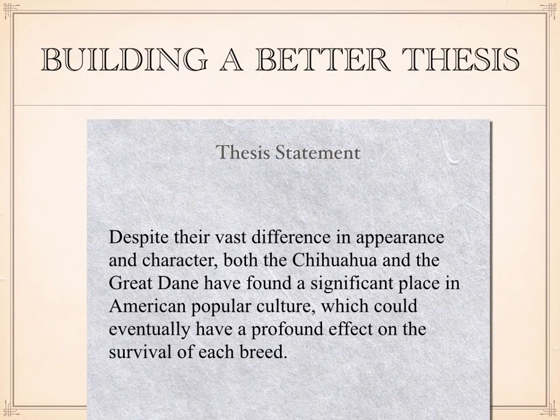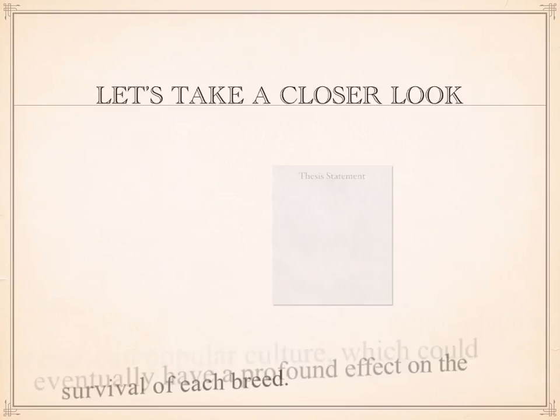Despite their vast difference in appearance and character, both the Chihuahua and the Great Dane have found a significant place in American popular culture, which could eventually have a profound effect on the survival of each breed. Okay, you might notice that this is a pretty long sentence. Your thesis doesn't always have to be long to be effective, but really think about the depth of what you want to say. This thesis suggests more than just a short answer on a test or homework assignment. It definitely gives us a sense that this is a meatier essay, so let's take a closer look at it.